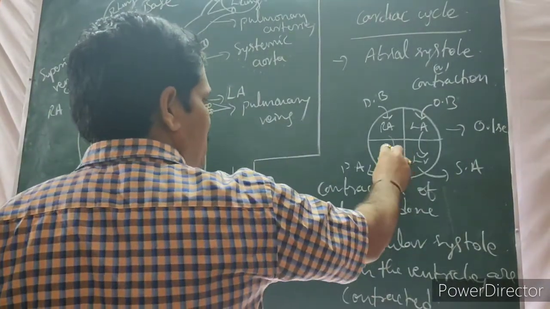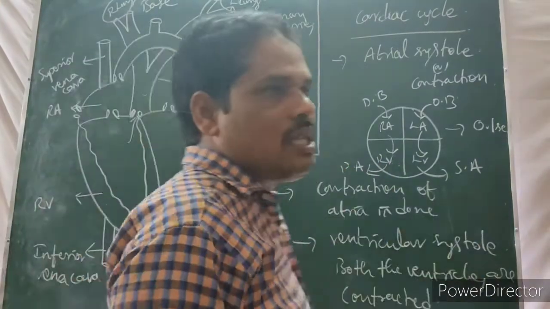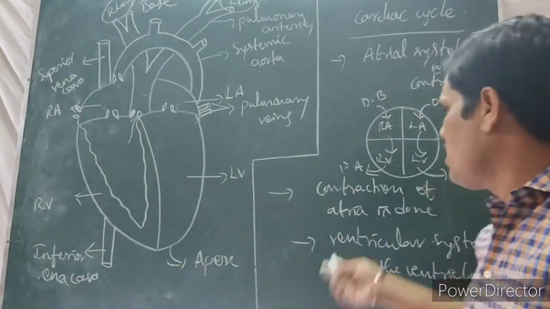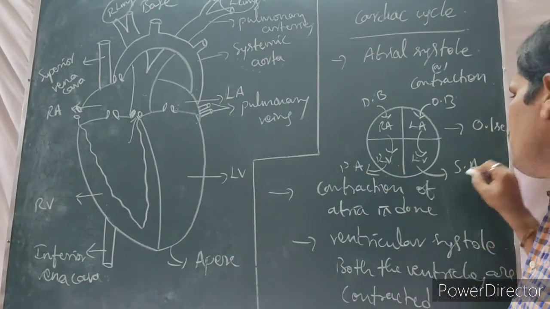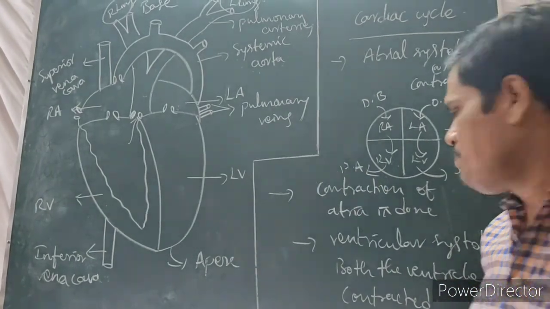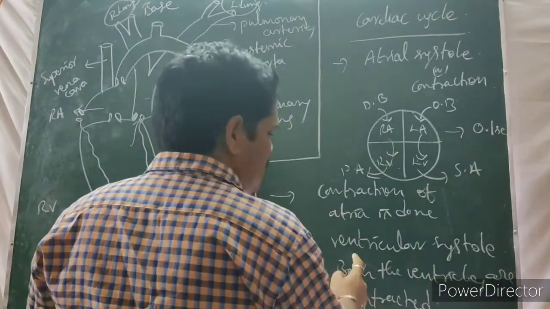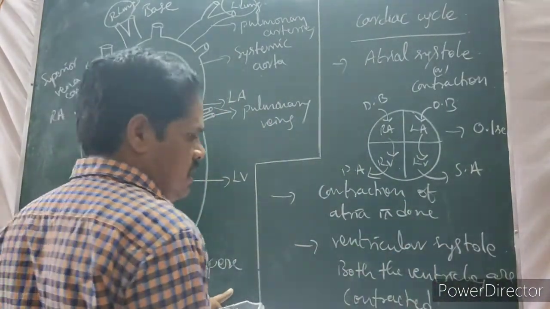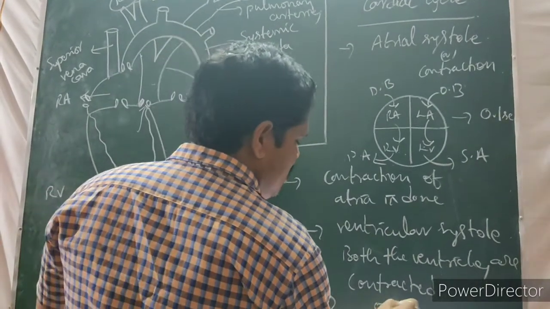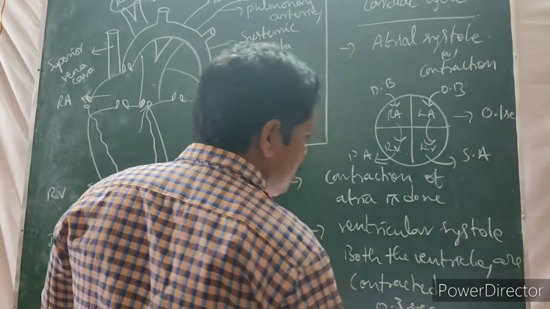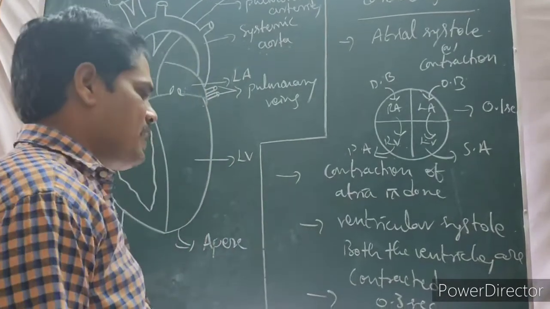Because of that, what happened? Whatever blood is present in the ventricles, the right ventricle blood enters into the pulmonary arteries, and the left ventricle blood enters into the systemic aorta. So this is the ventricular systole. It requires 0.3 seconds.